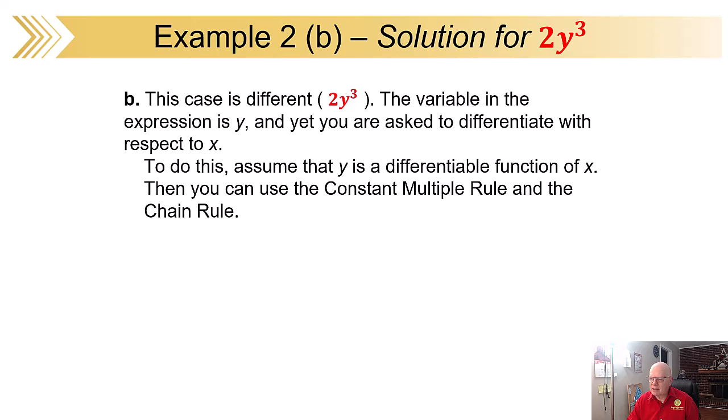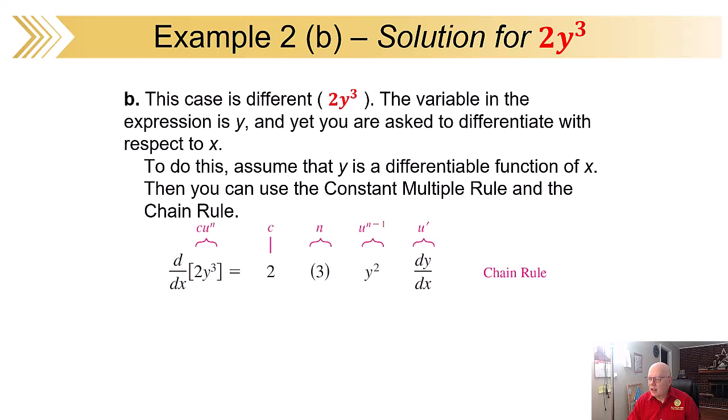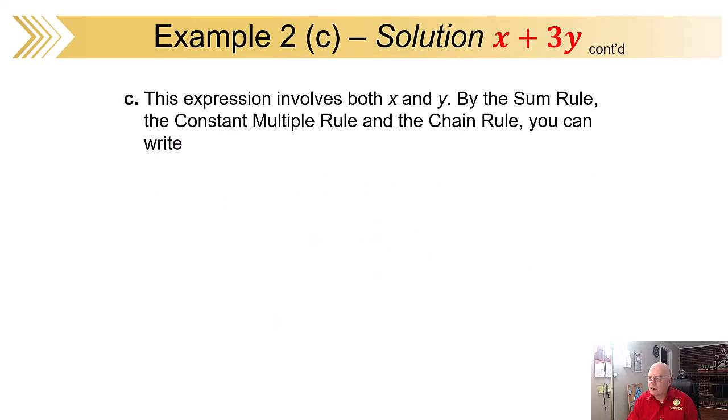Yes, bring the 3 out front, multiply it times the 2, reduce the 3 to a 2, and there's your derivative, all stretched out, simplified. There you go. Remember, chain rule, because this y right here, you have to take the derivative of that by itself, and that's where you get the dy dx. Third one, the sum rule. We're putting everything together right now. There's 2 derivatives. You take the derivative of the x, then the derivative of the 3y.